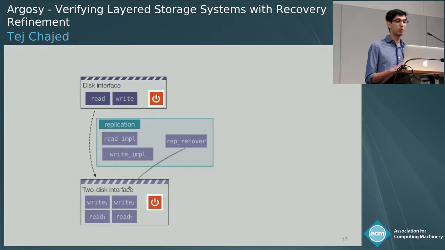And I want to highlight these two crash symbols. The top level crash symbol is a specification for what happens on crash that's exported to callers. This includes what sort of volatile state needs to be wiped. And the bottom layer, similarly, is an assumption about what happens at the two-disk layer on crash. And note that the top-level interface doesn't have a recovery procedure. So somehow our specification for this new implementation needs to hide recovery.